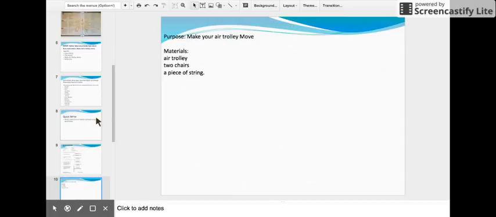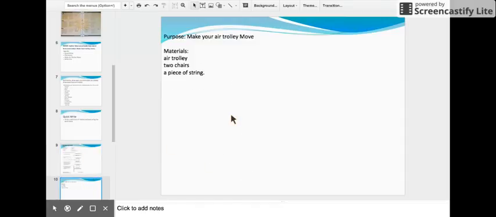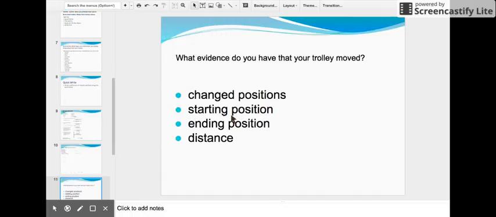So my next step is I'm going to give them the air trolley, which looks like this little guy. And I'm going to give them a piece of string, which is a fishing string, and 2 chairs. And all I tell them to do is make their trolley move. This is slightly more open-ended than having them talk you through the investigation, but it works and the students really like it. And once they have done that, I ask them what evidence they have that their trolley has moved. And what I'm looking for is that they say something like it's changed position.